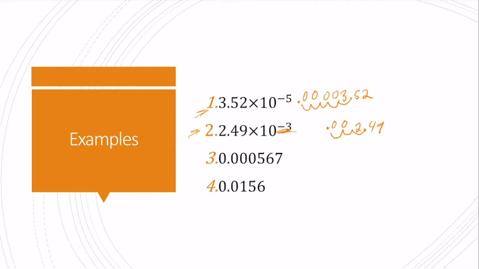Let's go ahead and write these last two examples in scientific notation. So I move my decimal place 1, 2, 3, 4 to the right in order to get a number between 1 and 10. So that's 5.67 times 10 to the negative 4th. For this last example, I move my decimal place over 1, 2. That gives me 1.56 times 10 to the negative 2.